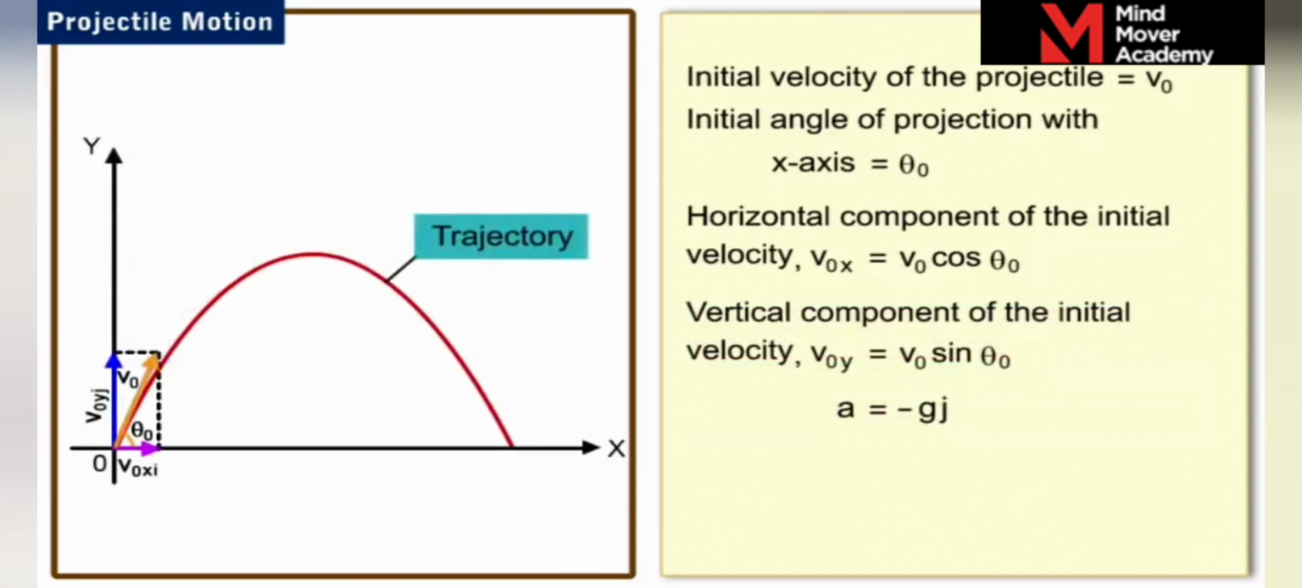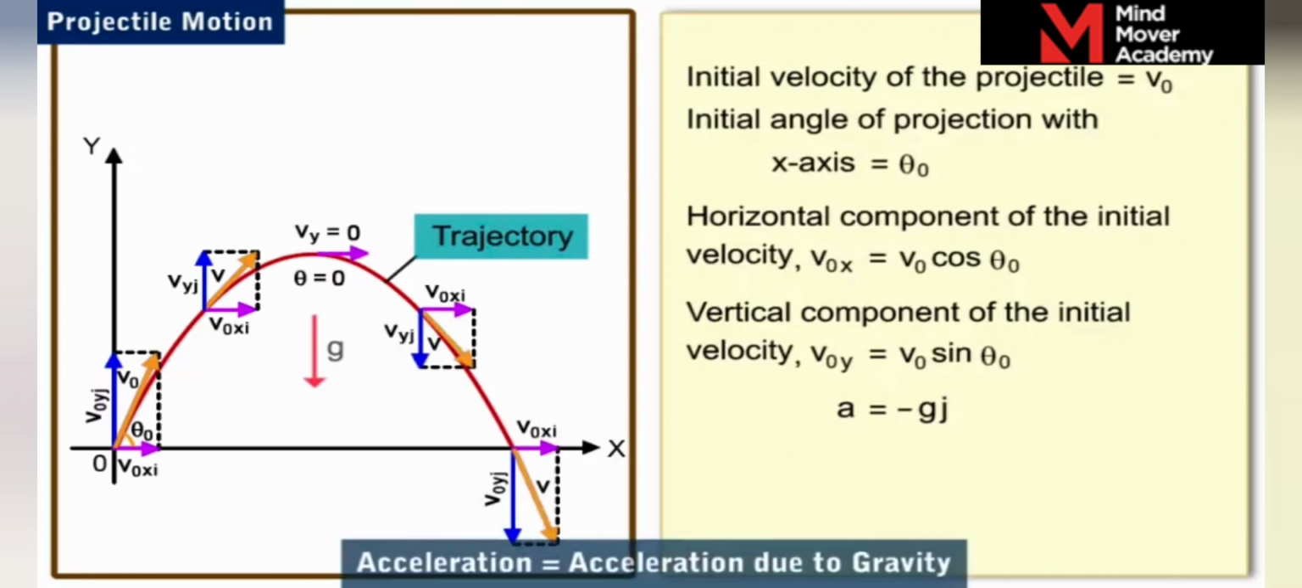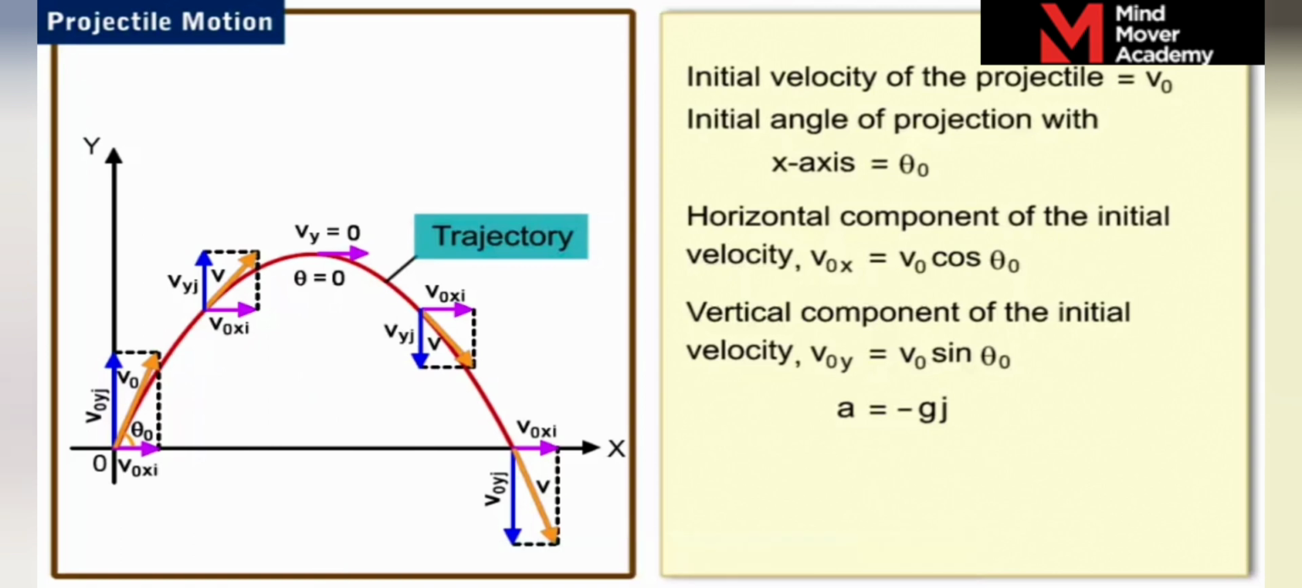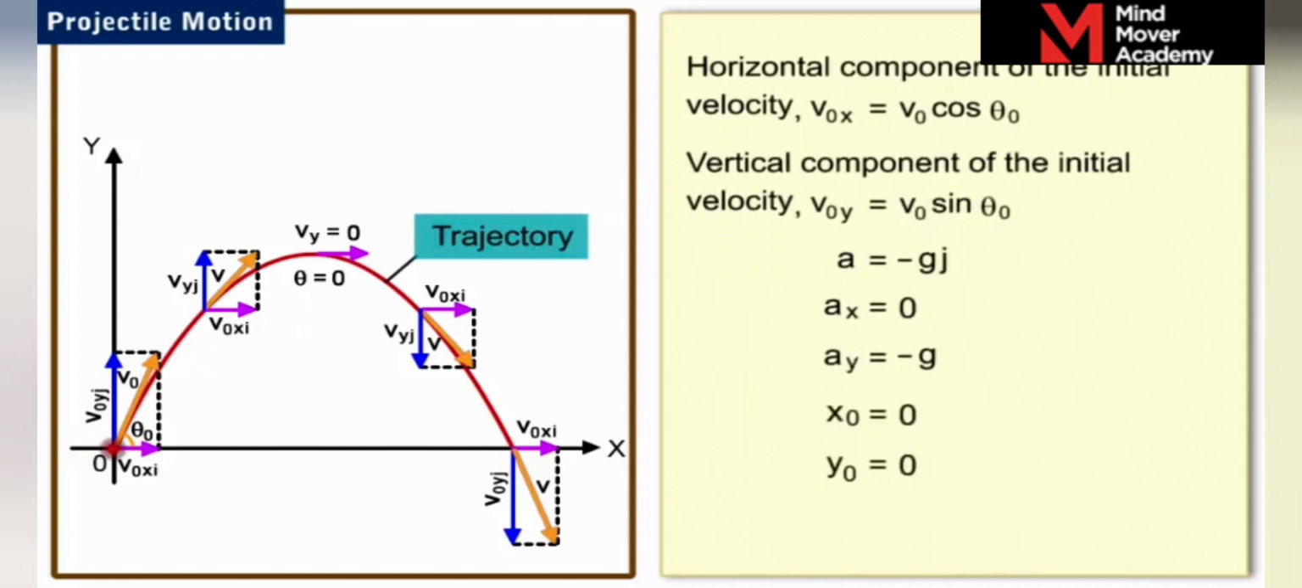This vertical component keeps on changing with its position and elapsed time of the projectile, as the vertical component of the projectile motion has an acceleration equal to the acceleration due to gravity. Here a is equal to minus gj, ax is equal to 0 and ay is equal to minus g. Consider the origin is at the initial position of the projectile. Therefore, x0 and y0 are equal to 0.